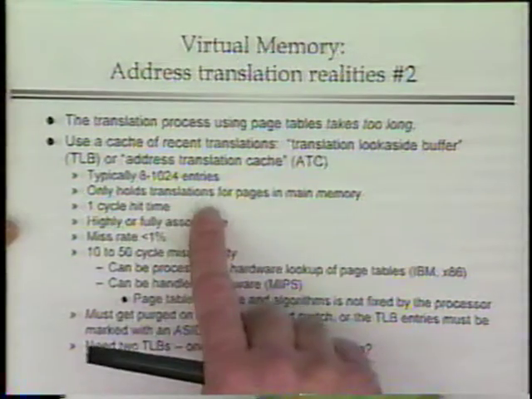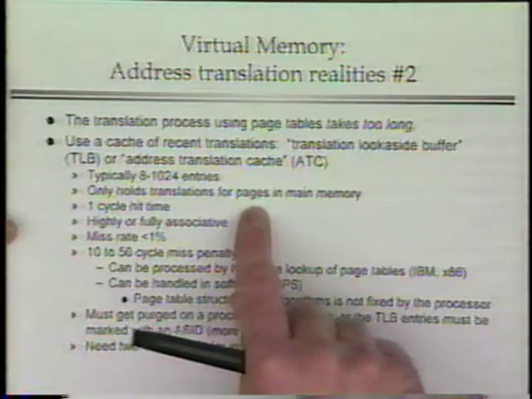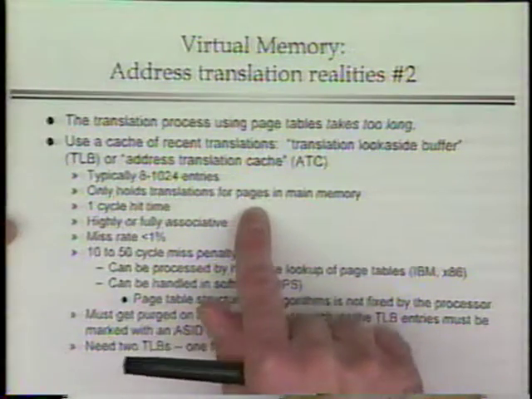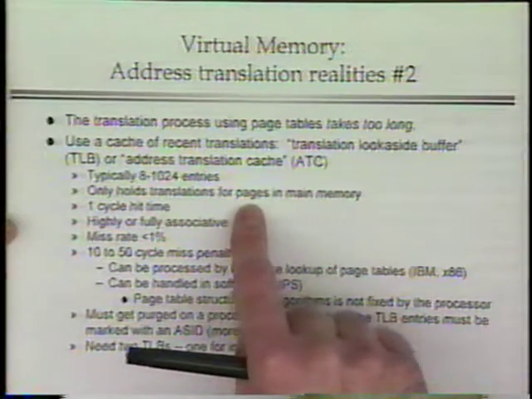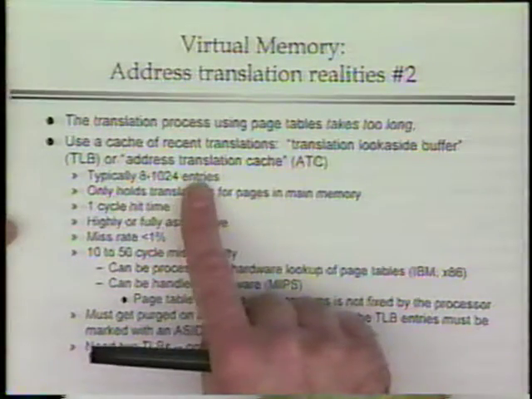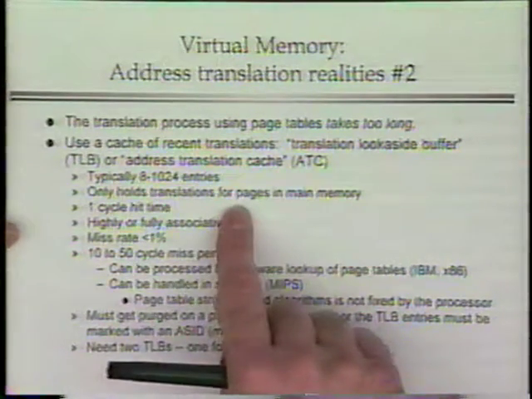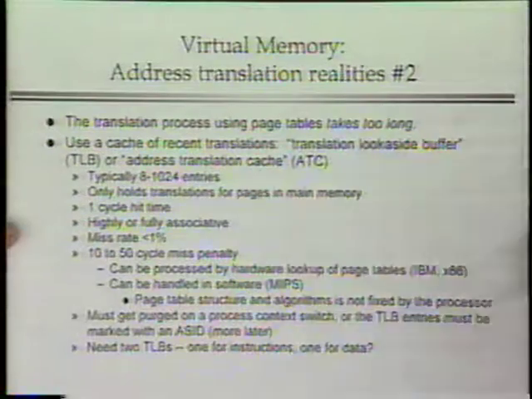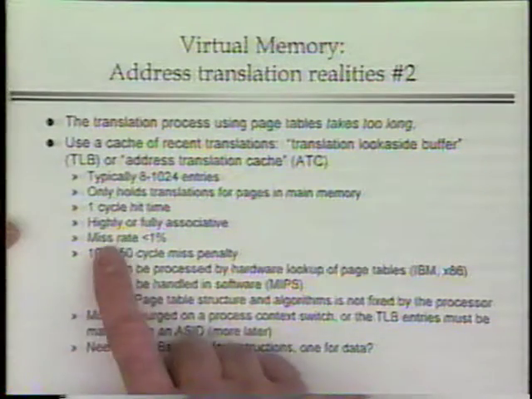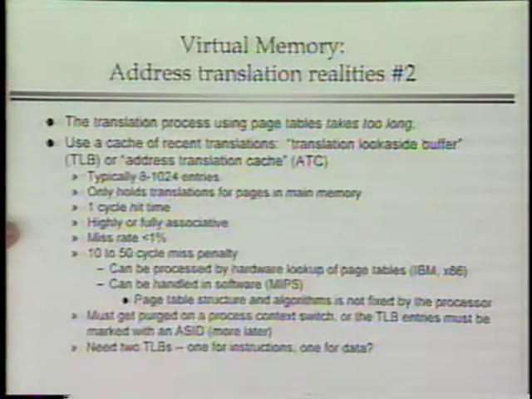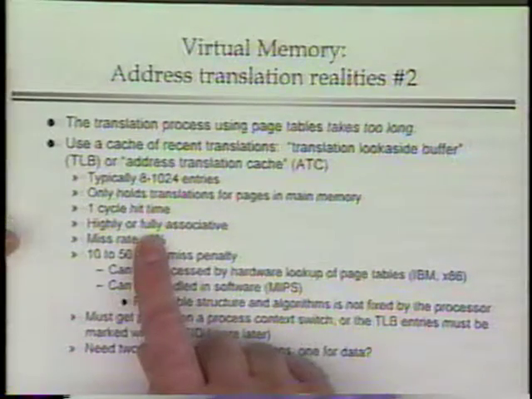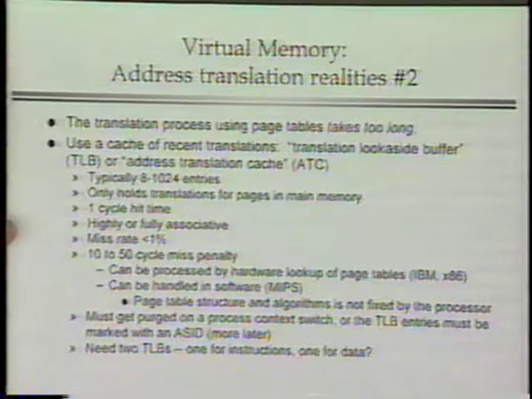It only needs to hold translations for pages that are actually in main memory. Pages that are not in main memory, that are either invalid or are written out to disk, obviously don't have to be translated as part of this fast process, because in any case it's going to take you a long time to process it. So it's only a subset of the pages that are actually existing in main memory. And in order to get the miss rate down as low as possible, these caches are typically fully associative or very close to fully associative.